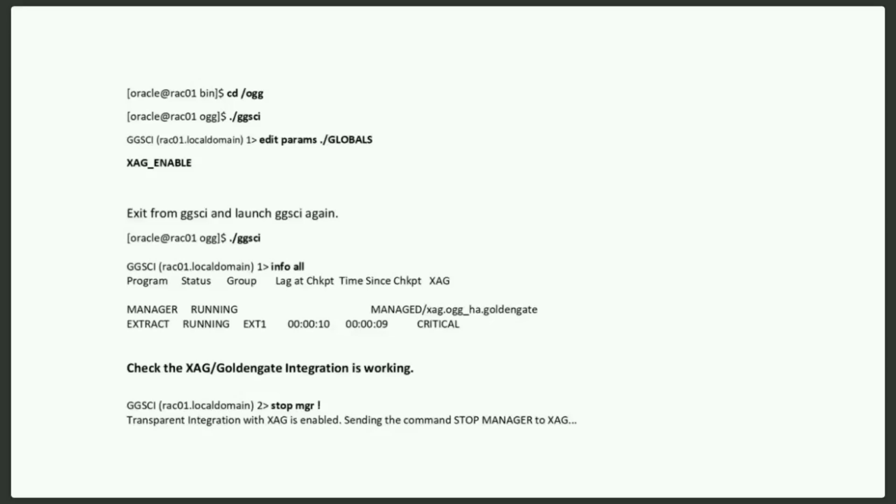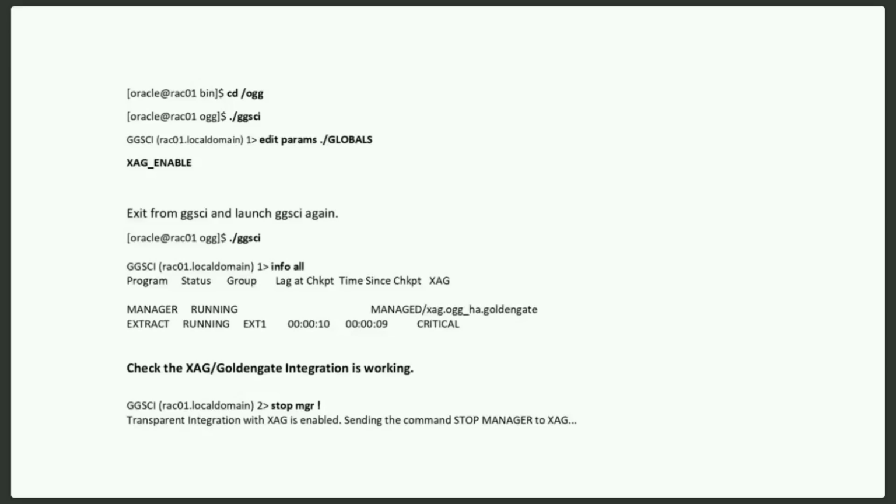So in this case, I have to add the entry xag enable into my globals file, and I need to keep one thing in mind: any change I make to globals is only read the next time GoldenGate is launched via ggsci. So when I launch ggsci, the globals file is read, and if I run the info all command now, I can see that the manager has been integrated with xag.ogg_ha, which was the name of my GoldenGate resource. So xag is the grid infrastructure agent.